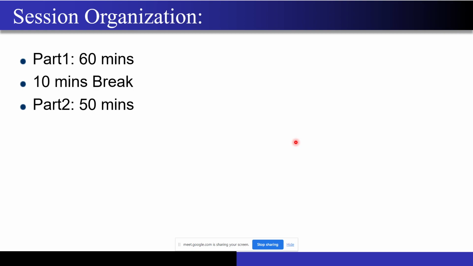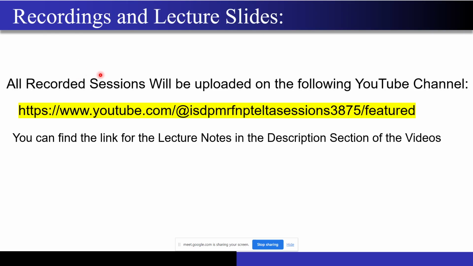Now coming to the session organization, again it will be the same. We will have a 60-minute session, then a 10-minute break, and again a 50-minute session. And just to let you know, I have caught some cold and have some body ache, so I may not be as energetic in today's lecture compared to my previous lecture. So please bear with me at least for today.